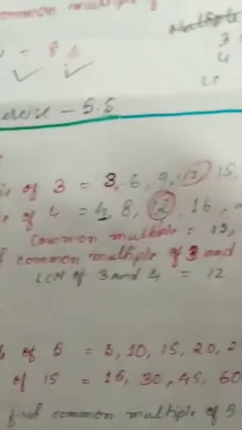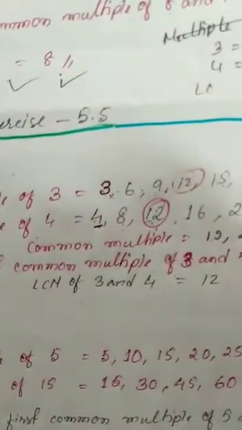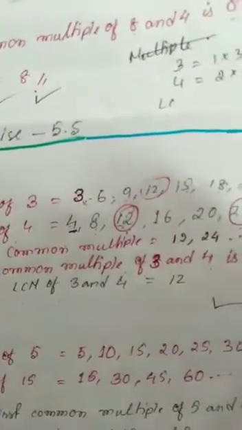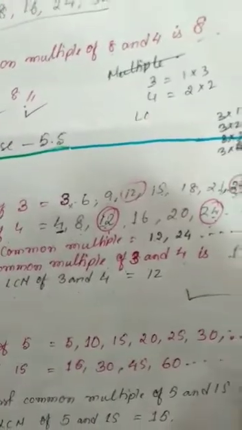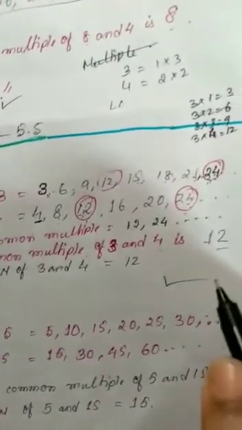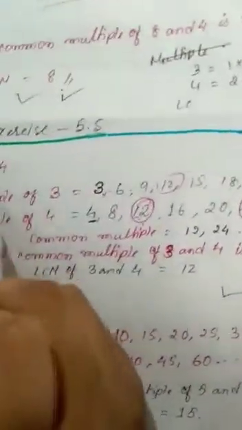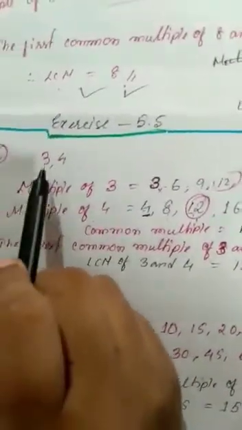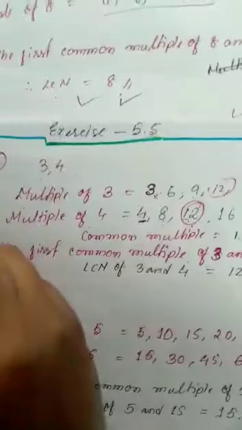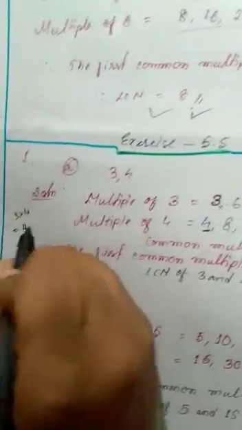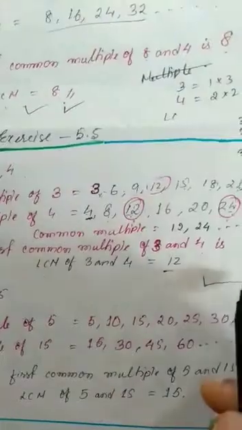I have discussed this in the properties of LCM, where I gave the last example: if the numbers are co-prime, then the product of the numbers will be the LCM. See here, 3 and 4 are both co-prime numbers, that's why the LCM will be their product. You can see 3 into 4 is 12. This is the LCM. Okay, so I think this is clear now. In the same way we'll do the next one.